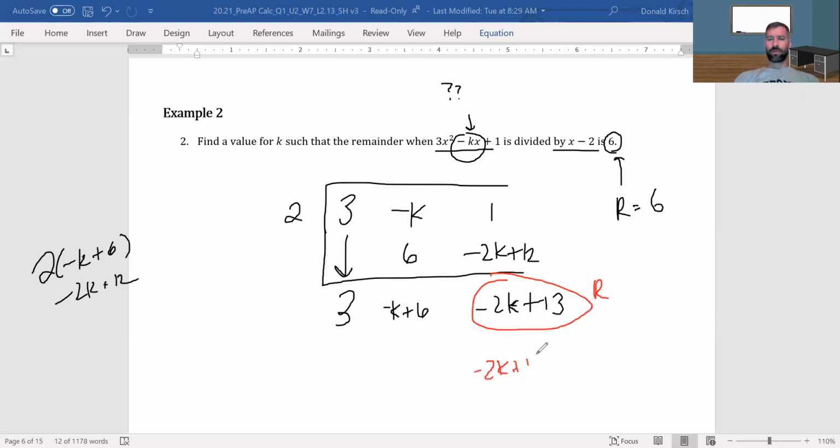So since this is my remainder, we're going to set that equal to 6. We're going to subtract 13 from both sides. We get -7. And then we're going to divide by -2. And we get 7/2. Okay, bueno, it's beautiful. So with that being said, add that to your notes.